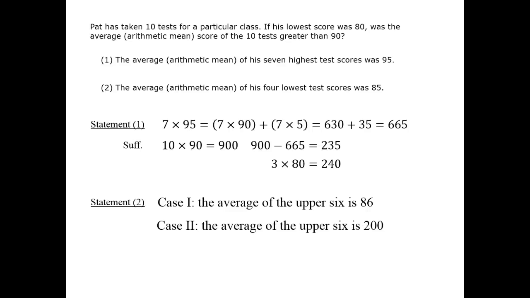In another possibility, the average of the upper 6 is 200, and the answer to the question given to us is yes. Since we can obtain, in valid cases, opposite responses to the question, we have insufficient information to answer the question definitively. Therefore, statement 2 is insufficient. The correct answer is A.